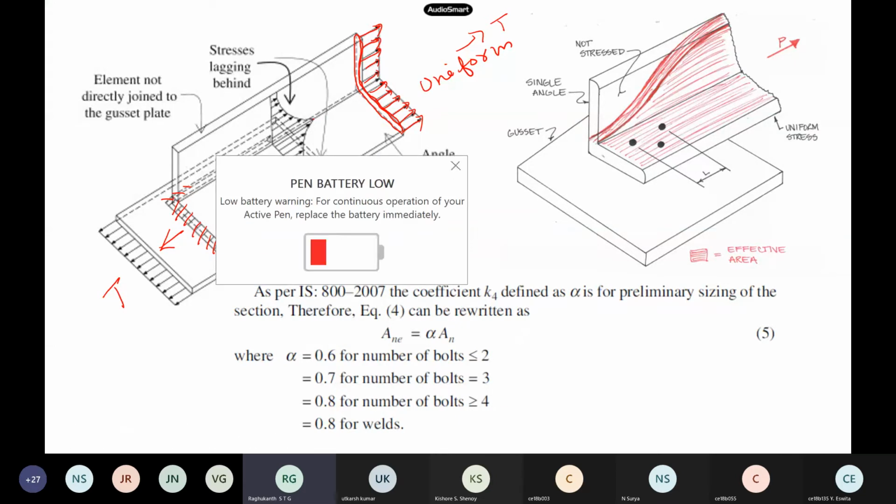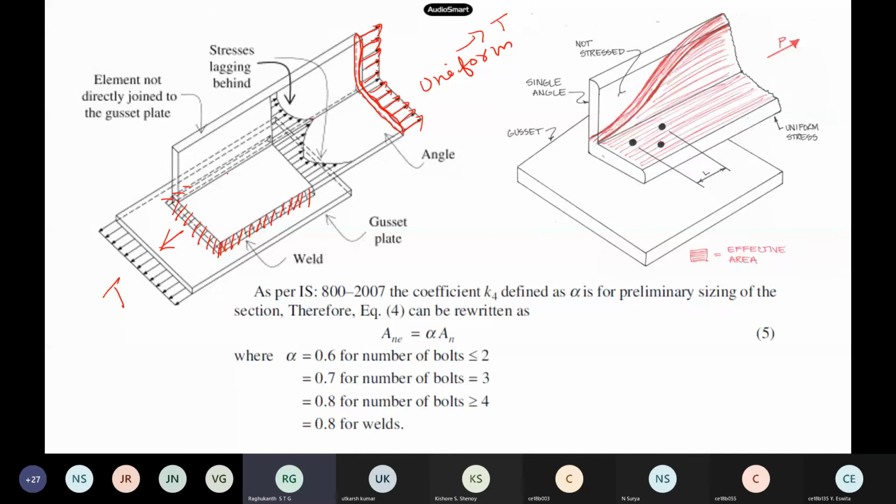If the width of the plate is more, then on this side of the weld and this side of the weld the stresses will be very high, and you will have a non-uniform distribution like this. Whereas in the unconnected legs the stress distribution will not be like this, and the stresses are lagging behind. This we call the shear lag itself. As you move far away from the plate, things become more or less uniform.